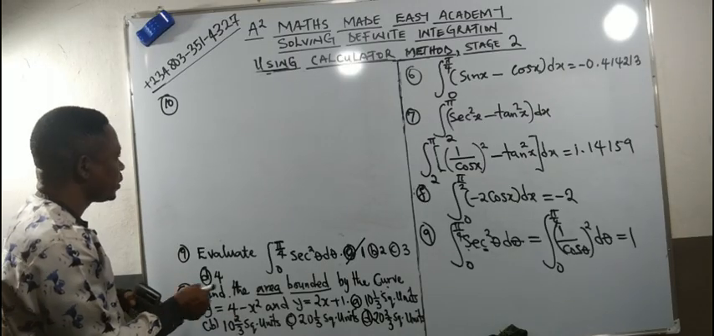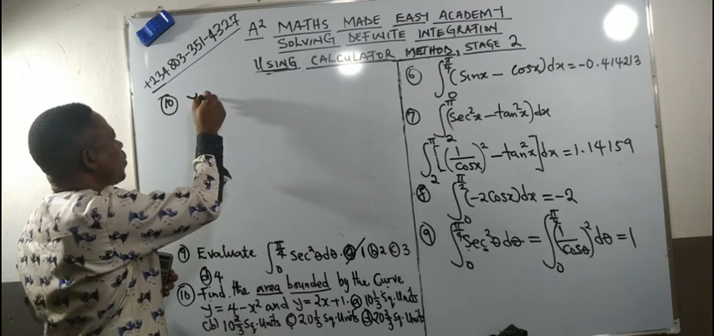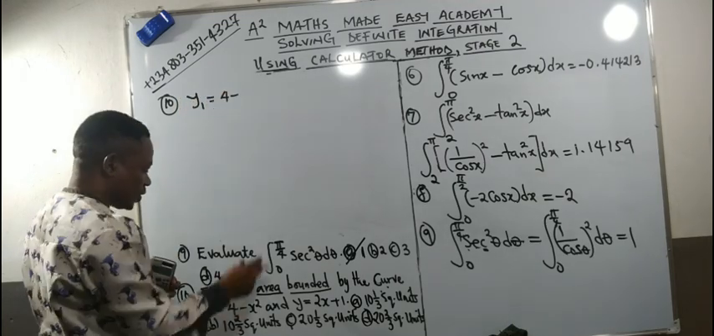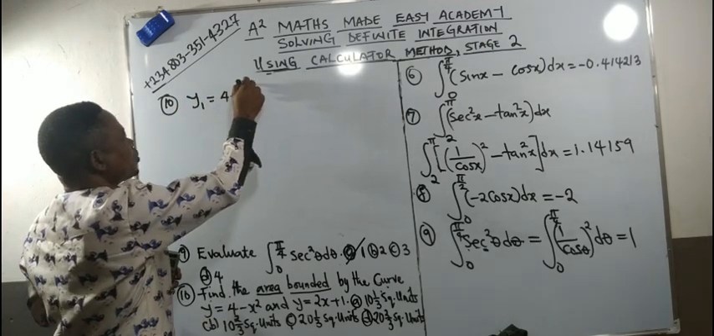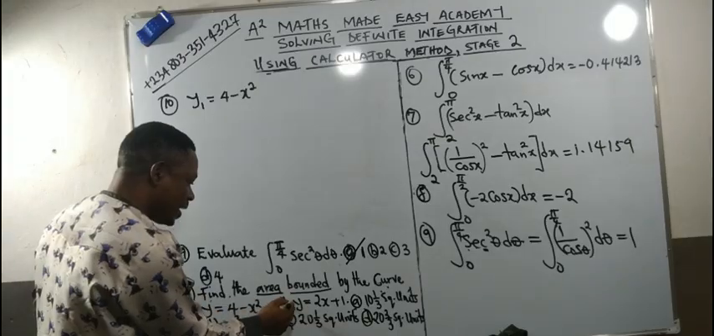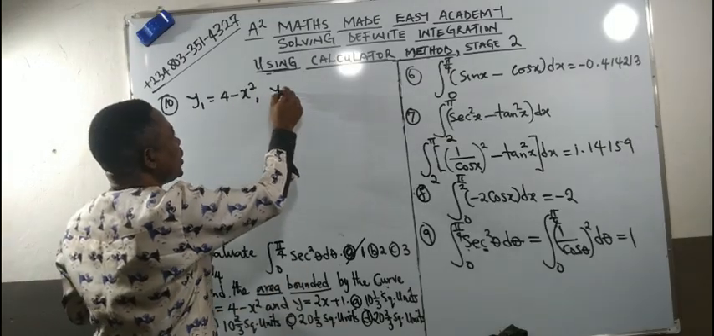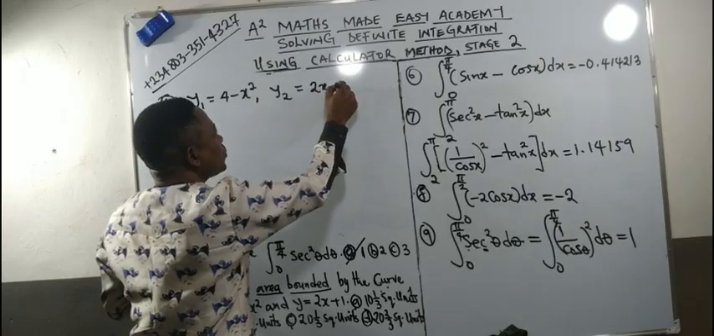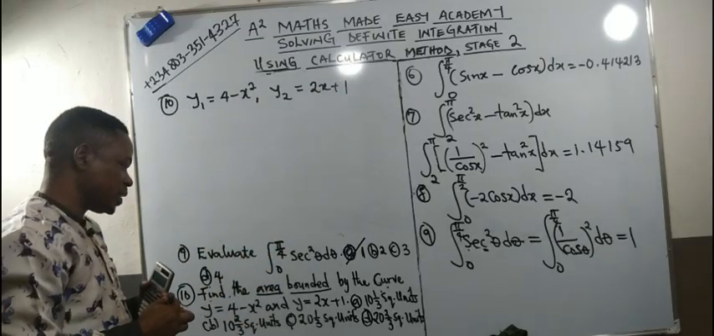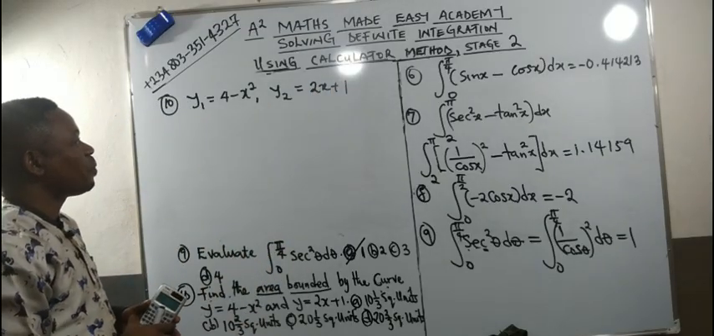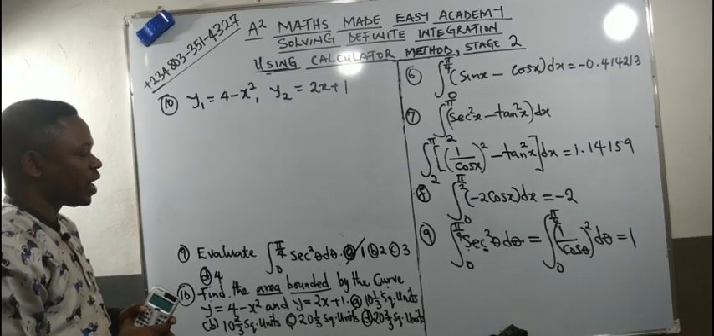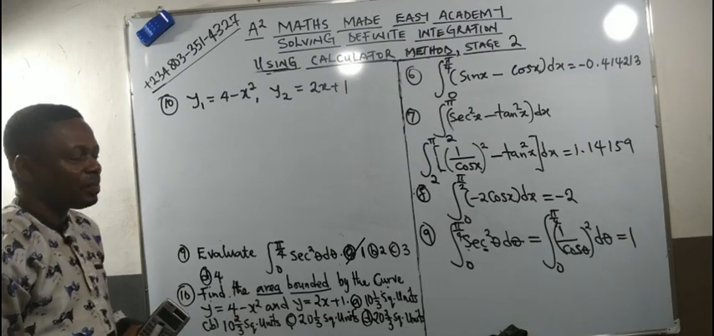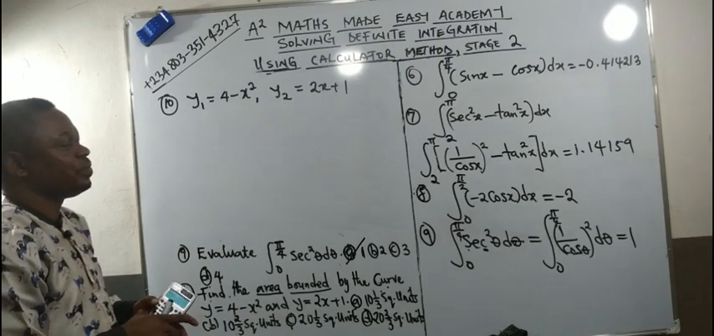But they said y is what? 4x squared. So the first y, let's call it y1, is 4 minus x squared. That is the first y. And another y, let's call it y2, is given as what? Watch. 2x plus what? 1. Now the question says, they did not even give us the upper limit and the lower limit value, since it is area bounded by the curve. But we'll calculate it from here.